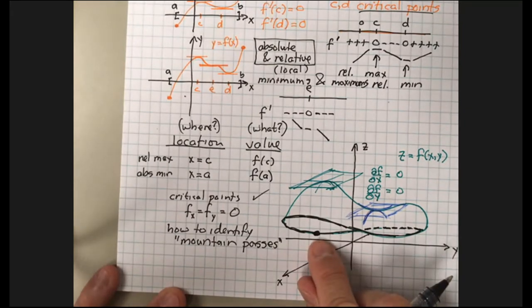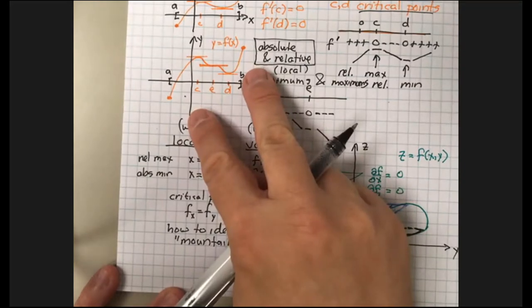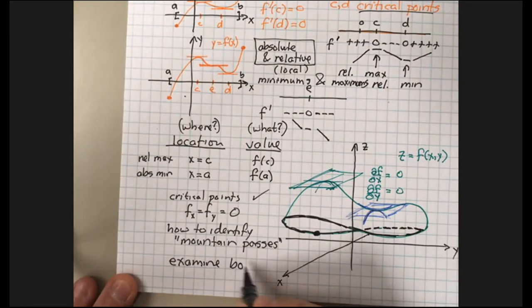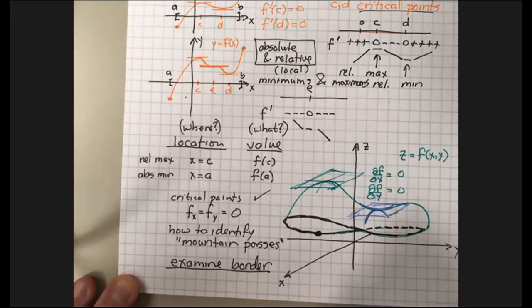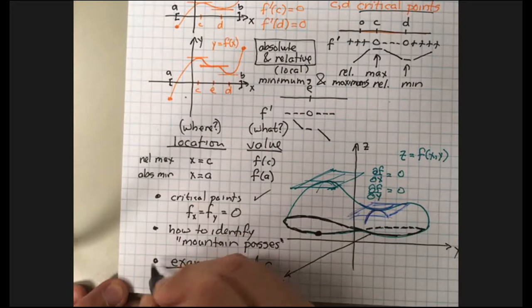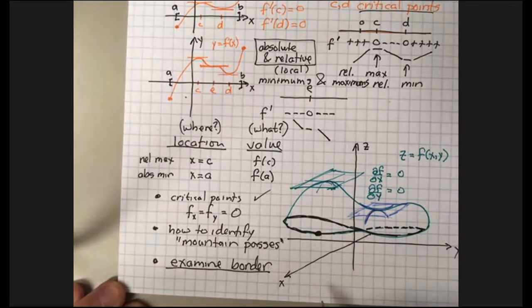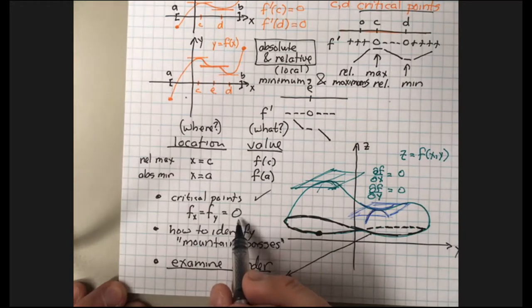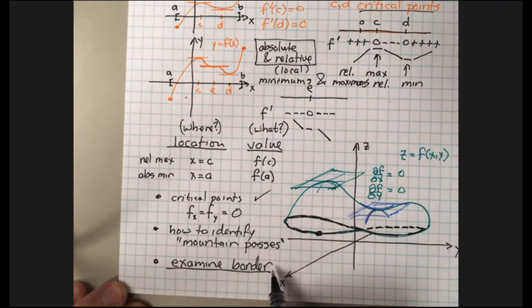But this is a lot heavier burden, to examine a whole curve or border than it is just to examine two points. So I have to find a way to examine not the endpoints this time, but the border, and that could break down in any number of ways. So these are the three things we have to do to succeed in bringing our calculus one knowledge to our space. We can do them very well, but remember, critical points are where both partial derivatives are equal to zero. That requires a little work. Examining the border is going to turn out in many cases to be the most work, because the border could be in multiple sections.